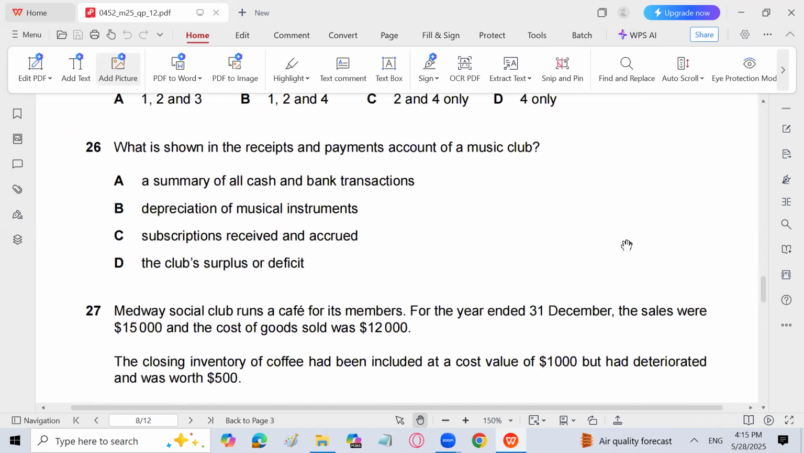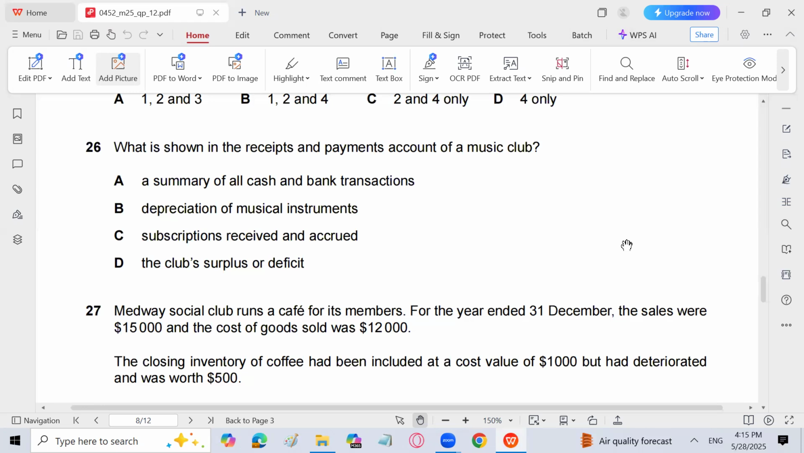26. What is shown in the receipt and payment account of a music club? Always remember that receipt and payment account is a cash account. A summary of all cash and bank transactions is the answer, because receipt and payment account is a cash account. It includes a summary of all cash and bank transactions regarding the club.